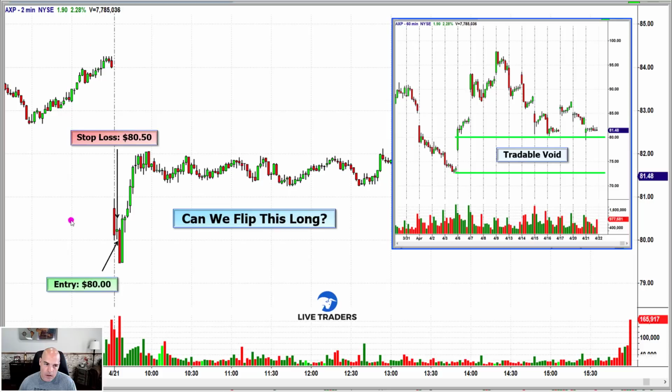Okay, so you get in at $80 and your stop loss is at $80.50. You're like, okay, that's a perfect trade. It's textbook, right, Aziza? It's textbook, okay? Volume came in on the move lower here. See the big volume spike? Wide range red bar volume spike, okay?